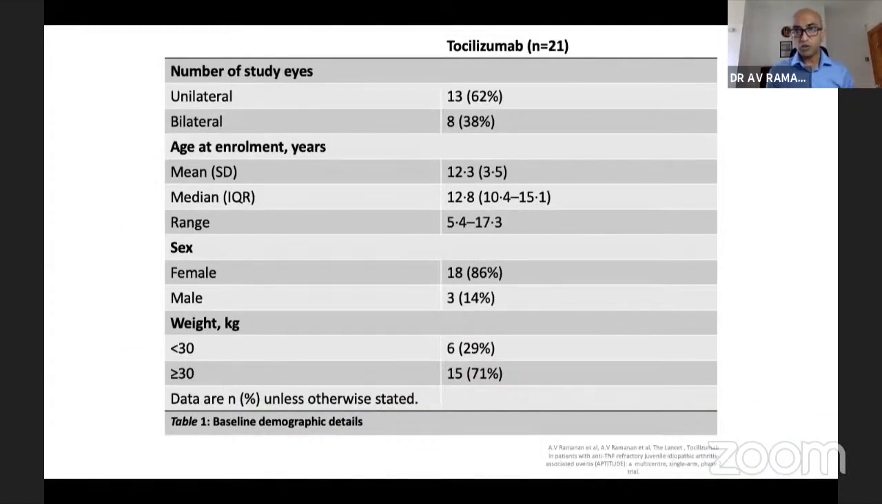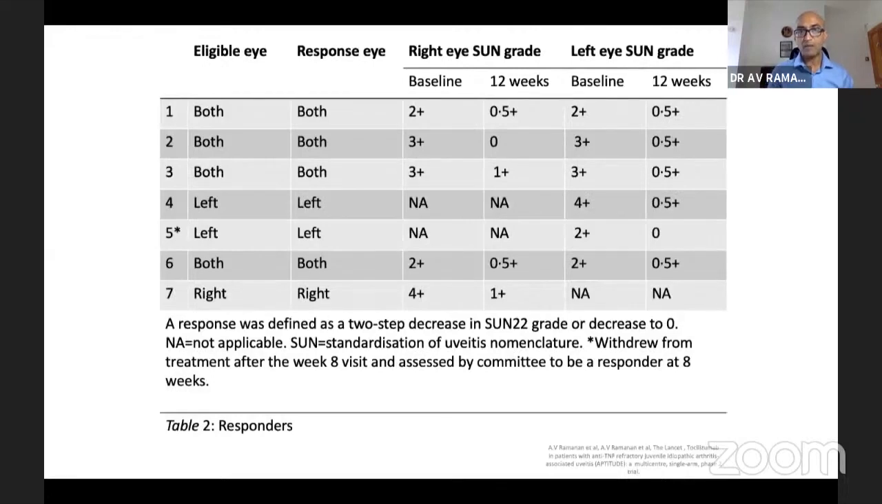So we recruited a total of 21 patients, and 62% had unilateral uveitis. The mean age was 12, and the reason many of these patients are older within the pediatric age group is they've had uveitis for at least 5 years, as you can see. Predominantly female, as you know, this is a predominantly female condition, JIA uveitis. And because they're older, more of them are about the 30 kilo weight mark.